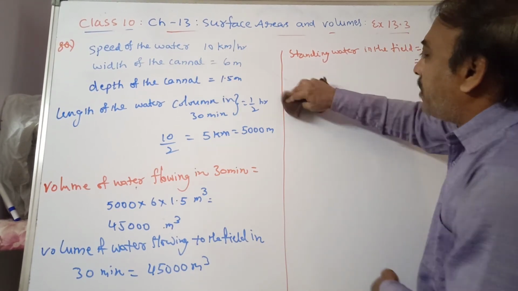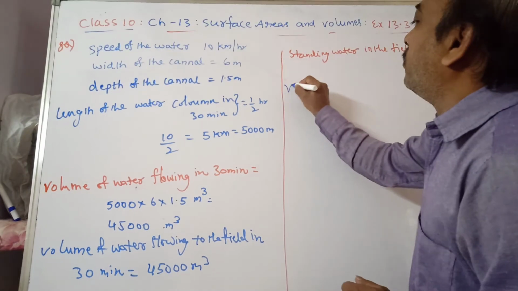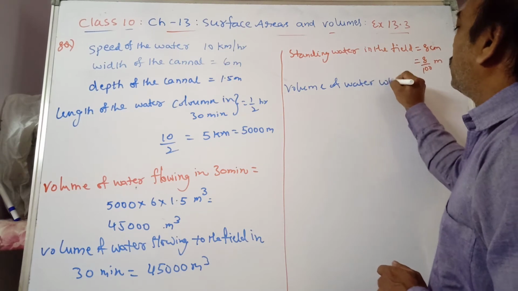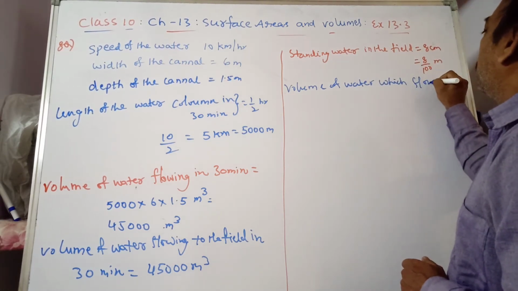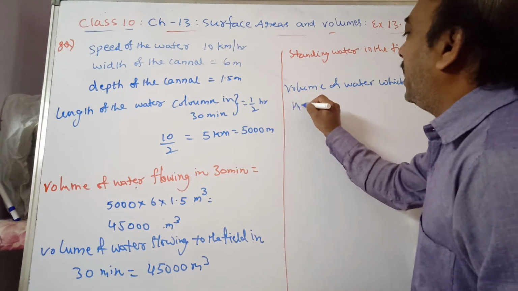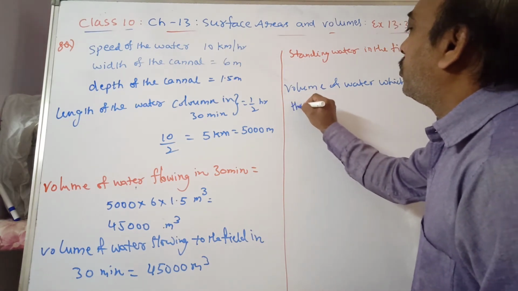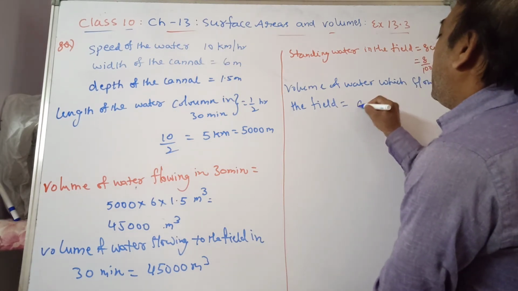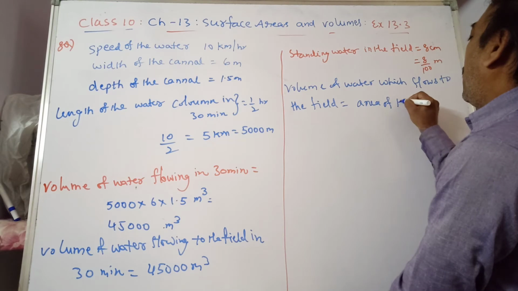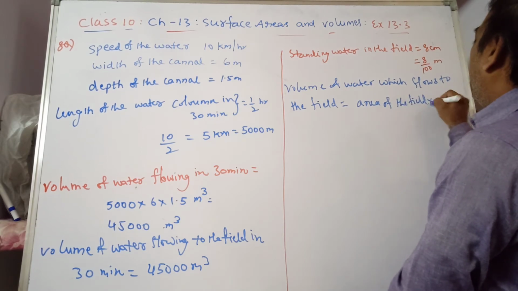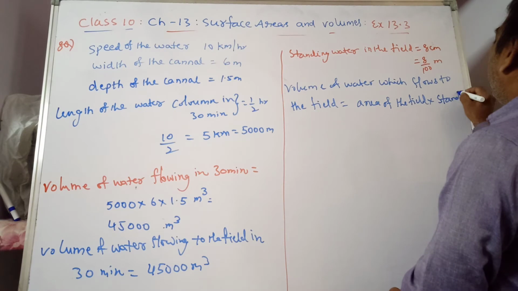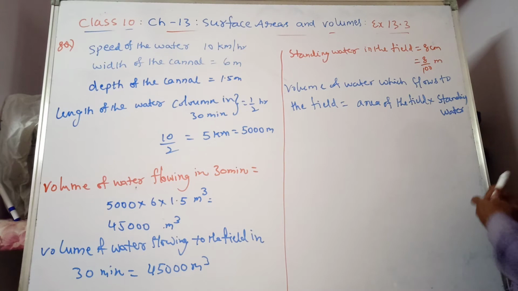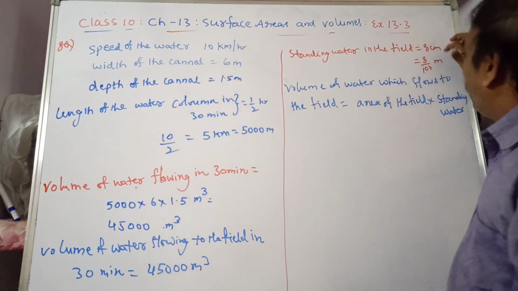Once again, the volume of water which flows to the field is equal to the area of the field into standing water. How much height is the water standing? 8 centimeters. 8 centimeters, that we converted into meters.